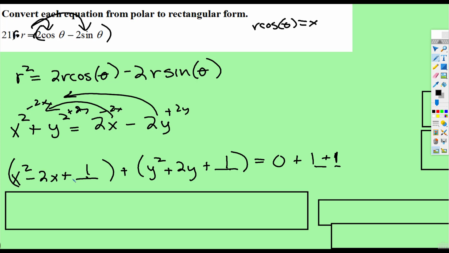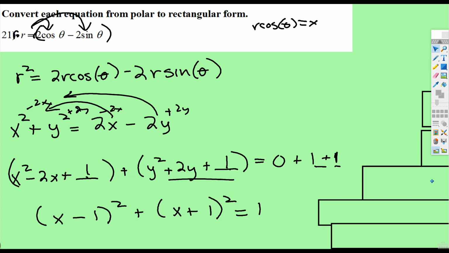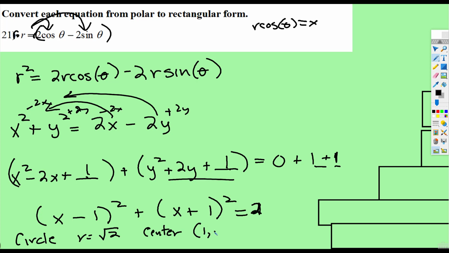Now this is a perfect square trinomial, and we can rewrite it as a binomial squared. Same with this, except this is 2 right here. All right, so now we have a circle whose radius is the square root of 2 and whose center is at (1, -1). All right, that's it for this one.